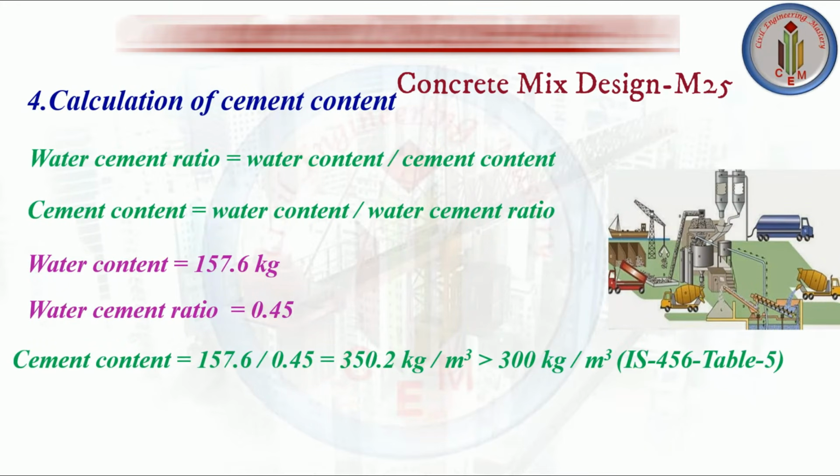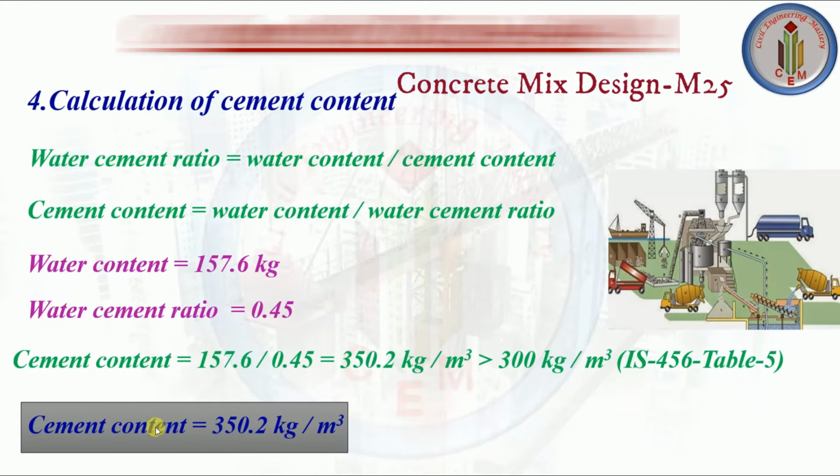We get 350.2 kg per meter cube, which is greater than 300 kg per meter cube. This is the minimum cement content required as per IS-456 table 5. Since the cement content is more than the minimum cement content required, it is okay. So we need to consider the cement content as 350 kg per meter cube.